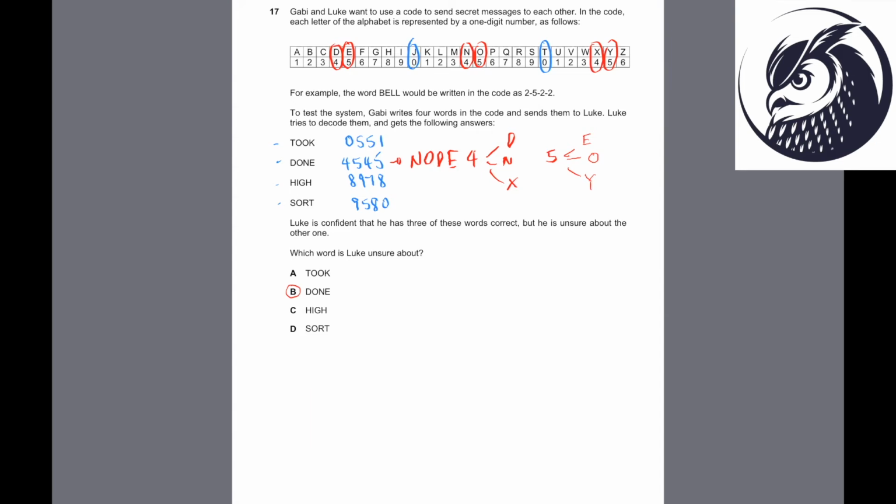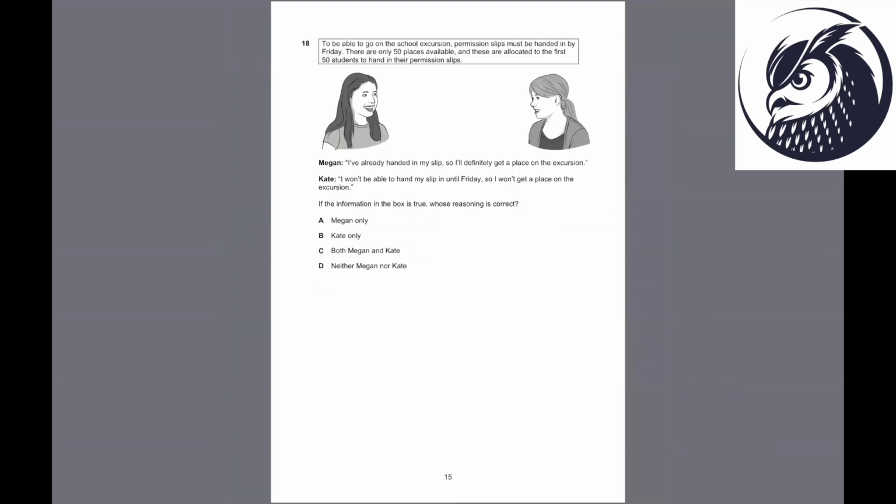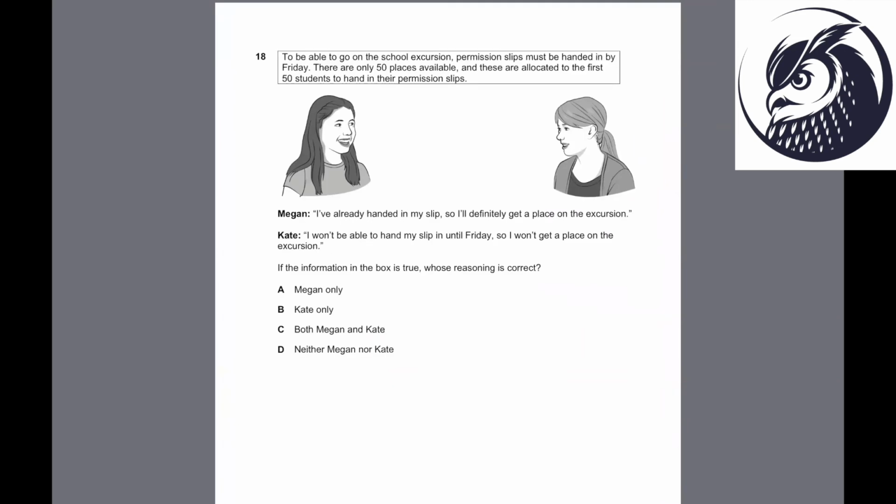Okay, now let's move on to question 18. So in question 18, what do we have here? We've got another one of these detecting reasoning questions, okay? And it says, to be able to go to the school excursion, permission slips must be handed in by Friday. There are only 50 places available, and these are allocated to the first 50 students that hand in their permission slips, okay? So I'm going to draw this scenario into an equation.